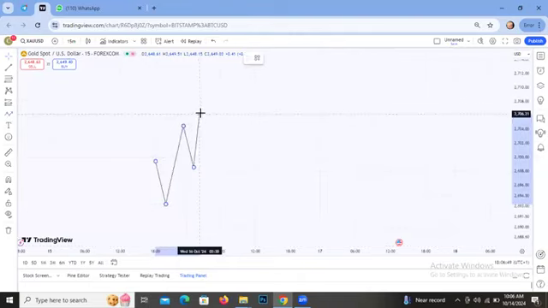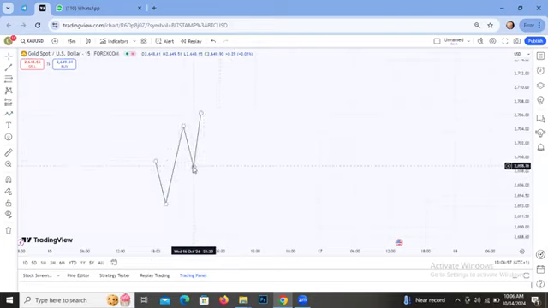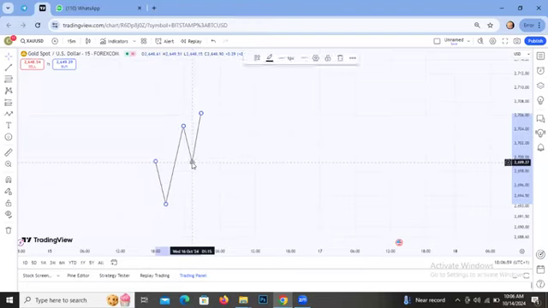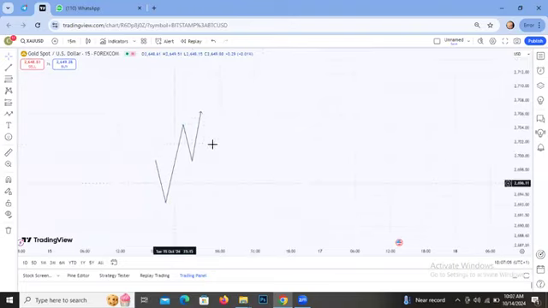First is structure. Second one is inefficiency or FVG. And the third one is liquidity. You can write it down or something like that. First one is structure. Second one, inefficiency or FVG. And the third one is liquidity.